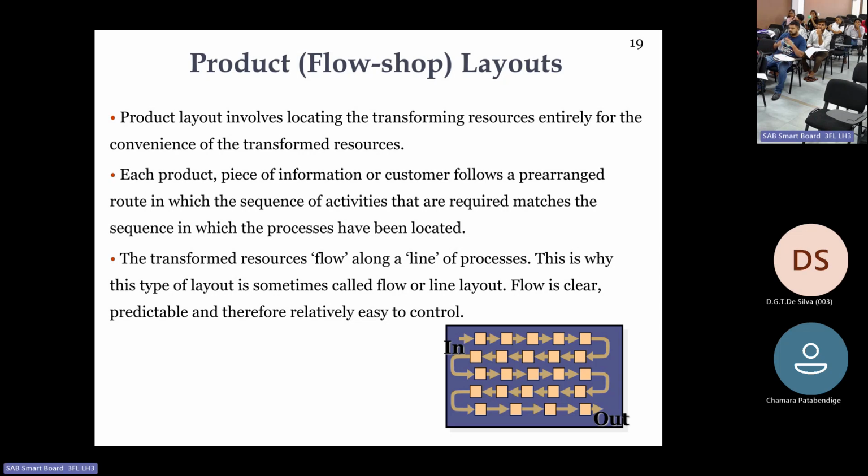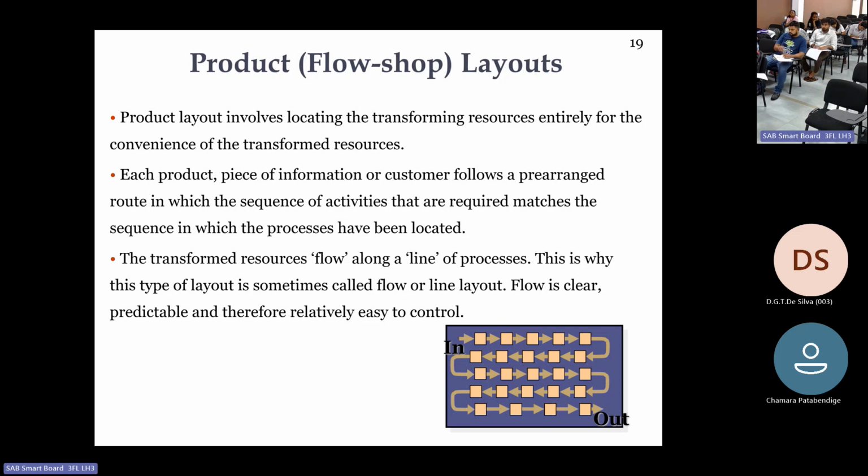Each product follows a pre-arranged route. Earlier case, different products, different routes. But here, every product, same pre-arranged route. You will understand it now. For further reference, write it down somewhere. So that is what product layouts are. Every item, material or customer will go through the same process. It could be materials for the product or the customer. Just go through. So as you see it here, third point.